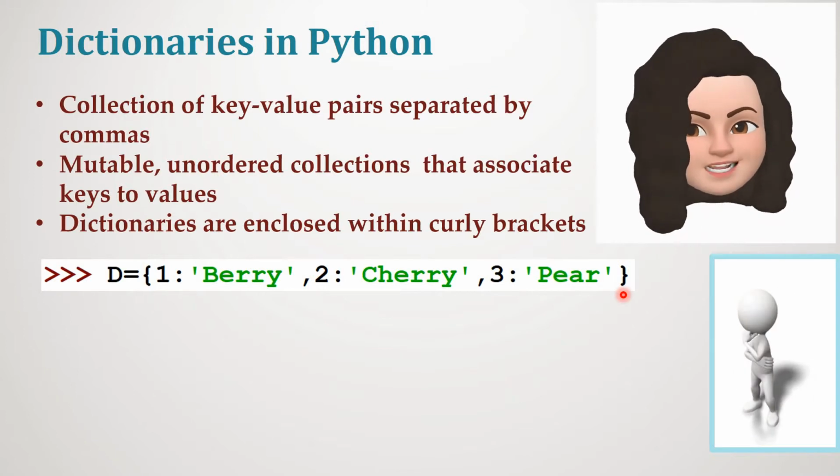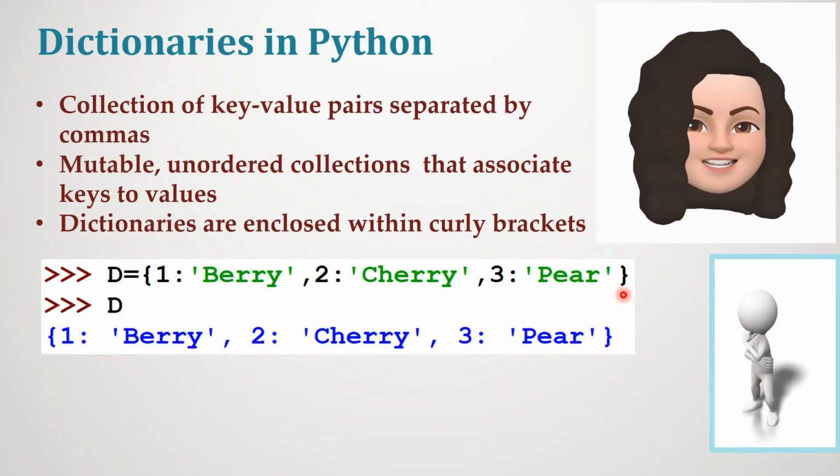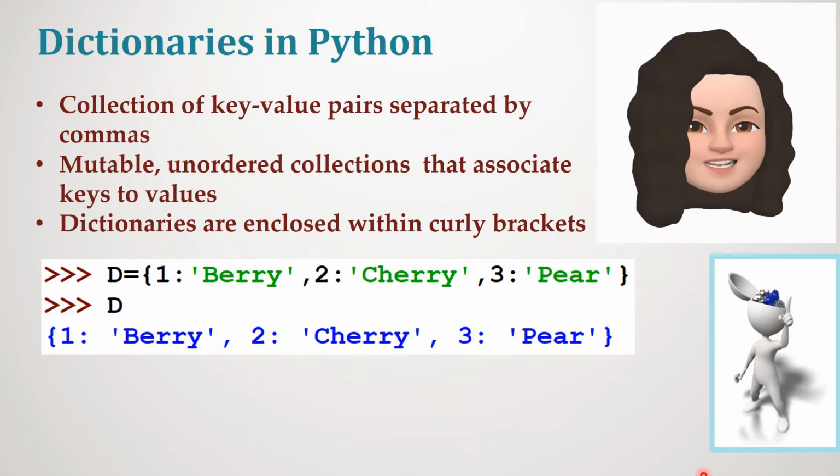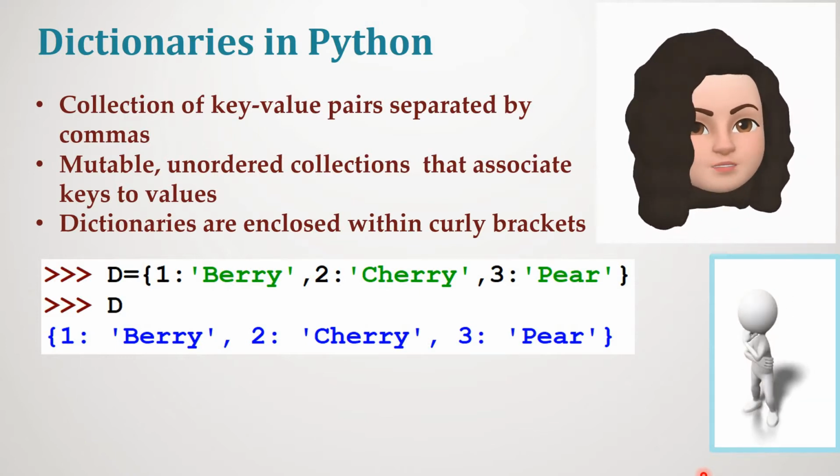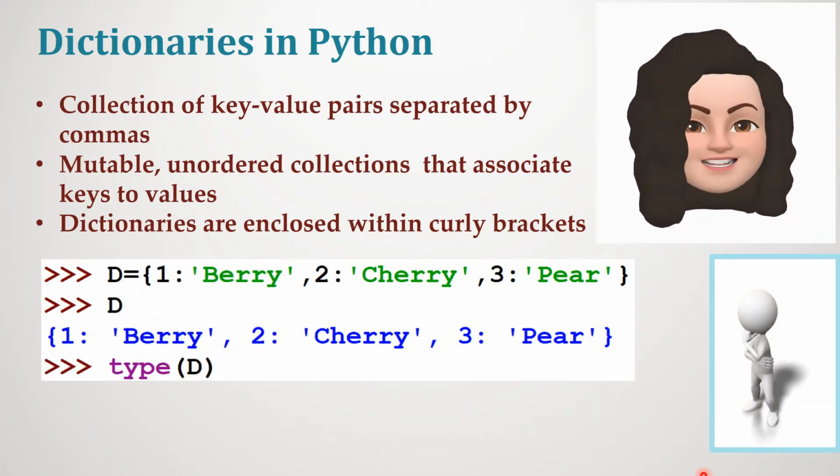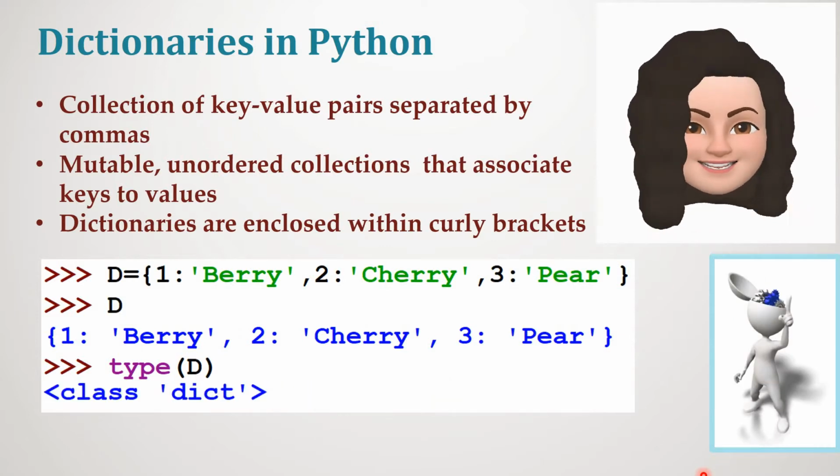Now let's display the dictionary. See, D, it is a dictionary enclosed within curly brackets. Let's check the data type of this variable D. Type D is giving you class dict.